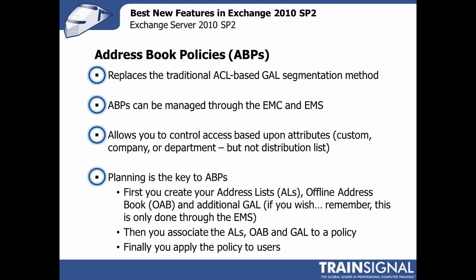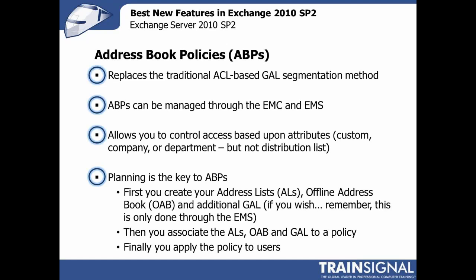Planning is the key to address book policies. So first you create your address lists, your offline address book, and additional global address lists, if you want to have a separate one. And remember, you can't do that through the Exchange Control Panel. You have to do that through a PowerShell script in the Exchange Management Shell.